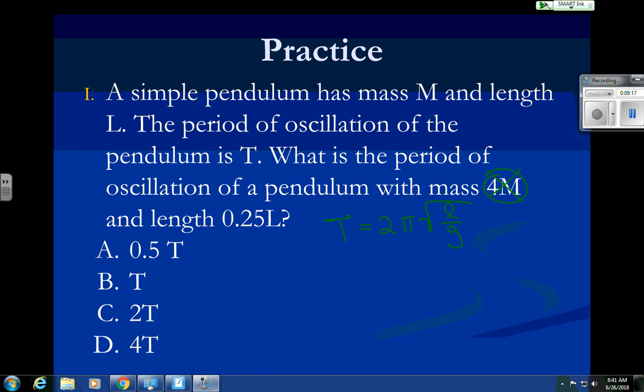So what about if I cut the length by 1/4? 2 pi doesn't really change. I get square root of 1/4, and g really hasn't changed either, and the square root of 1/4 is, in fact, 1/2. So my period should be cut in half. The correct answer is A.